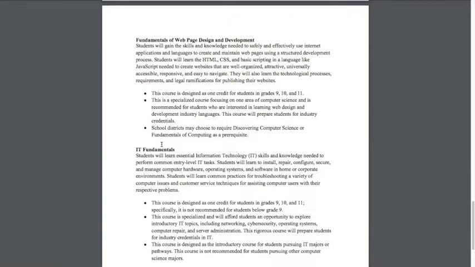And it really is recommended for students who are truly interested in learning web design and development, industry standard languages, because it also is a course that prepares students for industry credentials. And as we know, not all students truly are going to be interested in earning an industry credential in web page design and development. And it is up to the school district, but some school districts may choose to require Discovering Computer Science or Fundamentals of Computing as a prerequisite, because both hit a unit on web page design and development. So it would be a very natural prerequisite for schools to include.